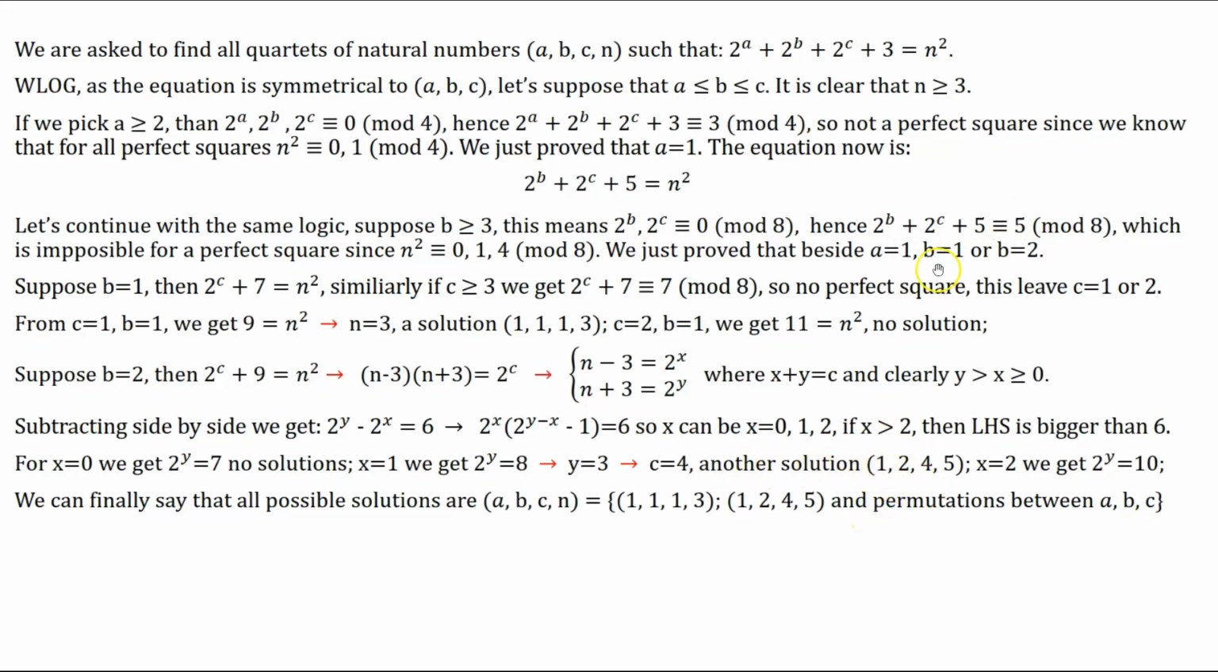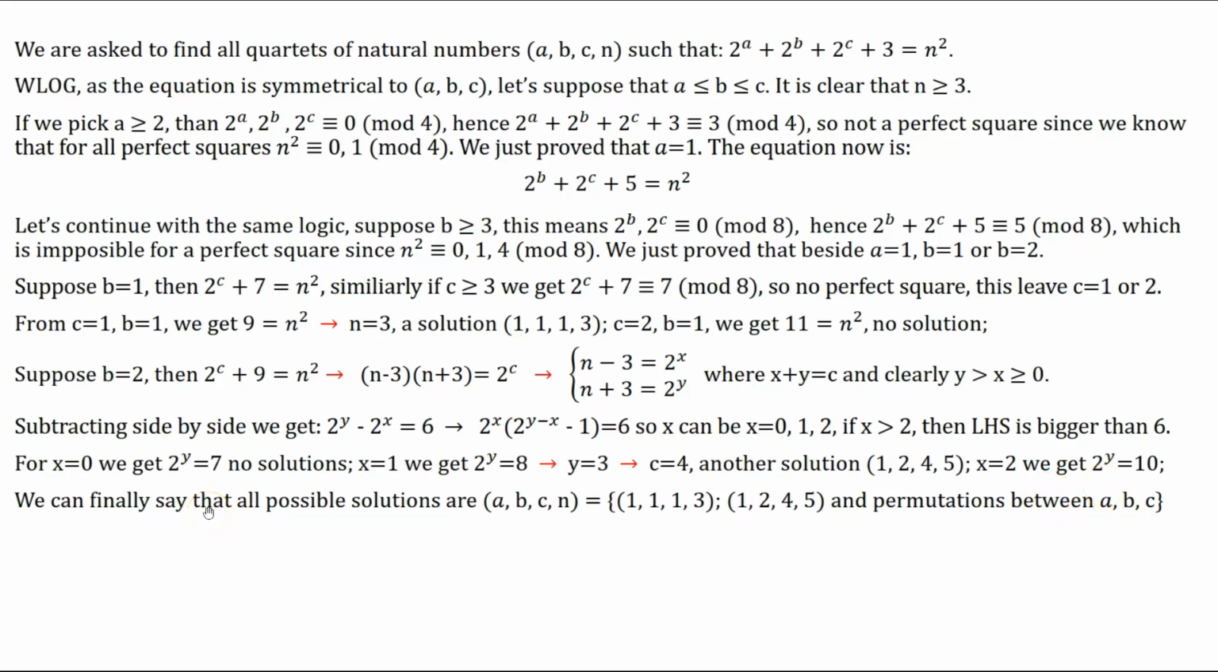a is always 1. b is equal to 2, because this is the case we are discussing, and we just found that c is equal to 4. By making these substitutions into the initial equation, we get that n squared is equal to 25, so n is equal to 5. So we just got ourselves another solution. Now, we have the last case where x is equal to 2. In this case, we would get that 2 to the power y is equal to 10, which doesn't have any solution in the set of natural numbers.